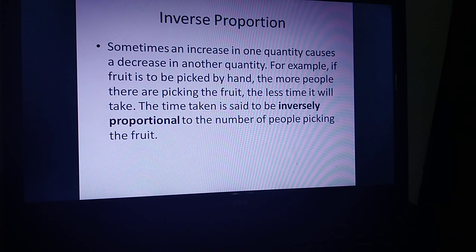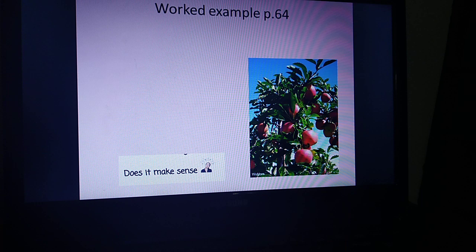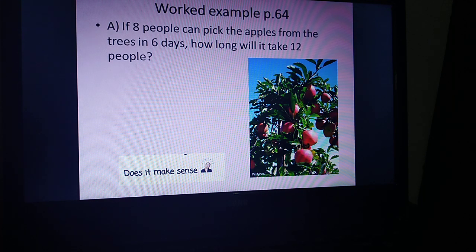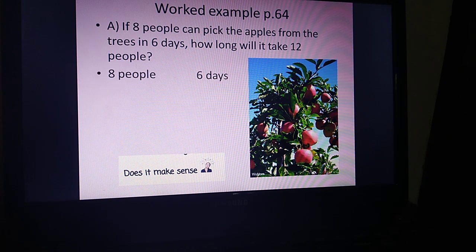We will begin to see this clearer if we take a look at this worked example from your textbook. In this example, they say that 8 people can pick apples from trees in 6 days. Now, how long will it take 12 people? I need to think about this. So, I have 8 people and they can pick apples in 6 days. Okay, now if I have 12 people to do this job, how many days do I need? Will I need more days or less days? Think about it. Excellent, I'm going to need less days because more people are going to help. So my answer should be less than 6.